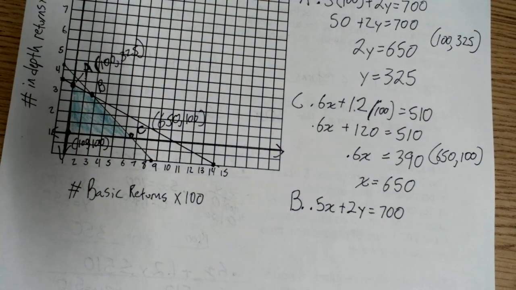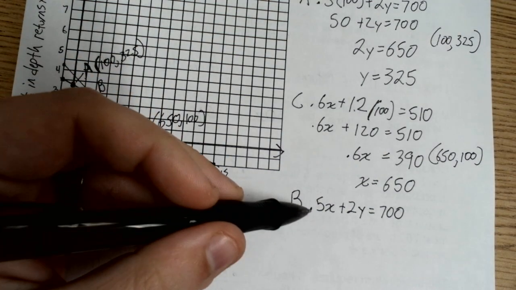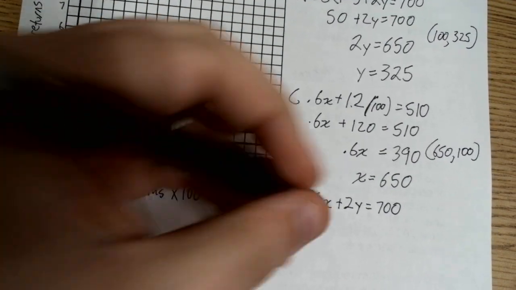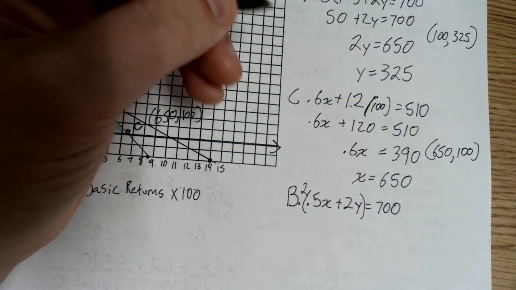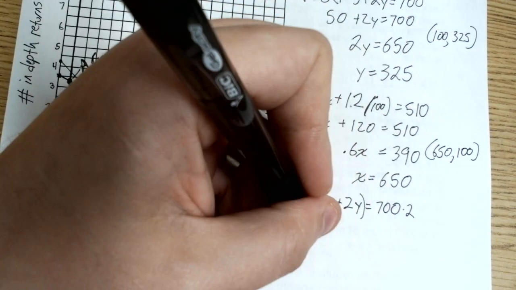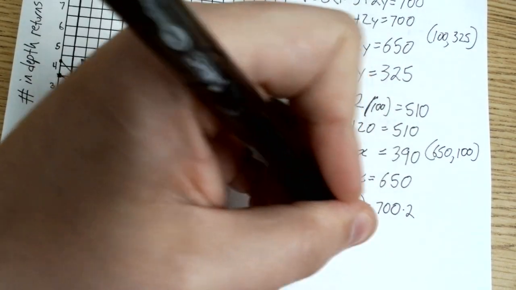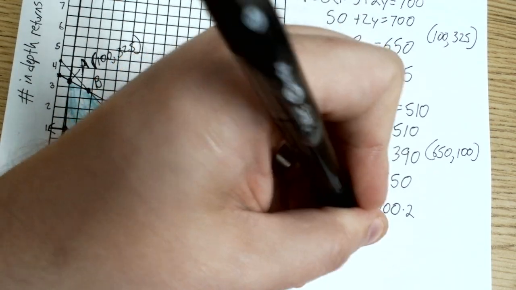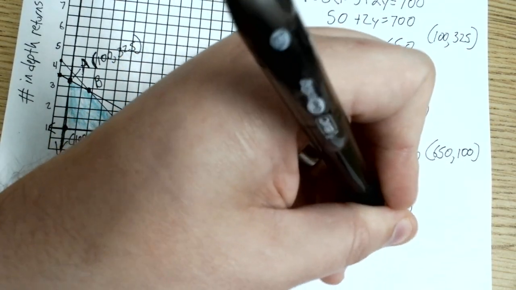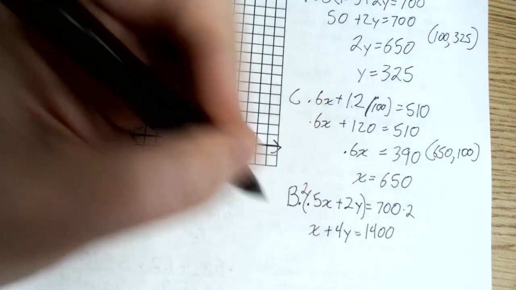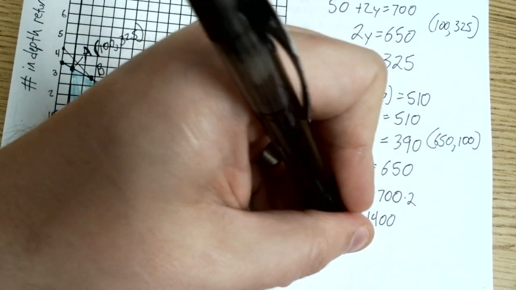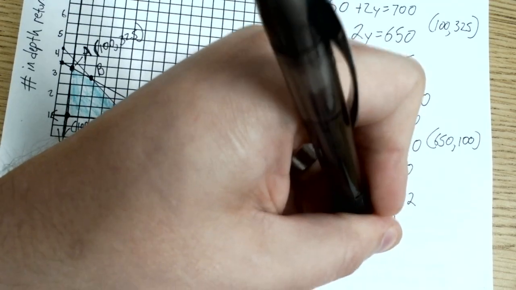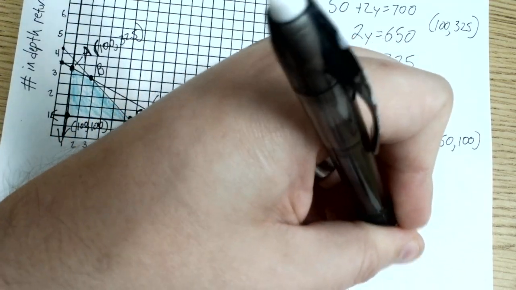Just because on this I can multiply by 2 on both sides and get my x value isolated. So multiply that times 2 in there as well, which would give me 1x plus 4y equals 1400. And then I'll just subtract out the 4y from both sides. Gives me x equals 1400 minus 4y.